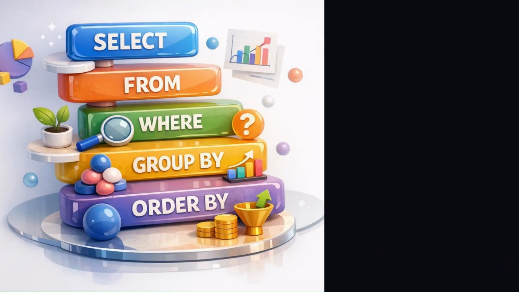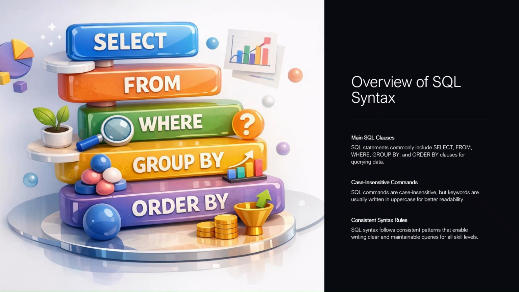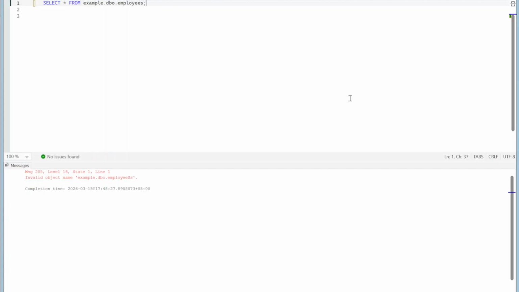SQL is made up of different statements and clauses that work together to communicate with databases. Each part of a query has its special purpose, and the main clauses include select, from, where, group by, and order by. Besides, SQL is case insensitive. Although keywords are written in uppercase for readability, you can write keywords in lowercase. And since SQL follows consistent syntax rules, both beginners and experienced developers can write queries that are very easy to understand and maintain.